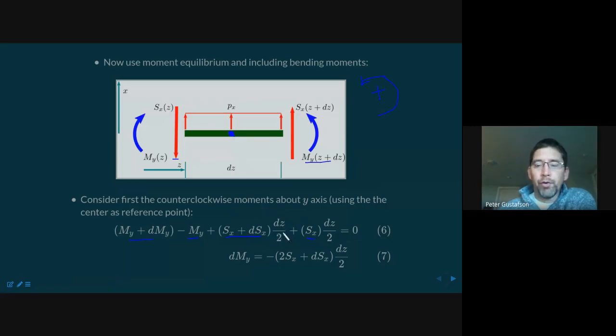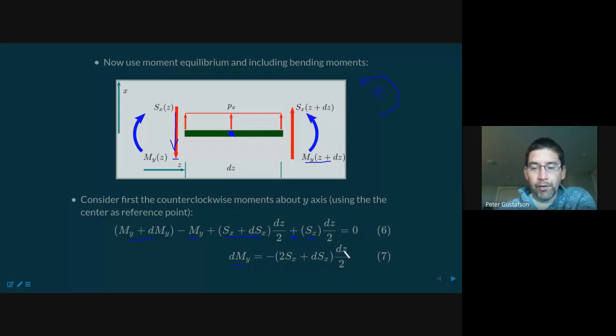To convert those forces into moments, we need to multiply by dz over 2, because this length is 1/2 of dz to get to the center. And it's worth paying attention to the fact that even though this is negative face, negative direction on the left-hand side for Sx, it contributes a positive moment because relative to our reference point, it is generating a counterclockwise moment. So the S's all add together. I can manipulate this equation a little bit. Since I'm subtracting my from my plus dmy, on the left-hand side, we get a dmy. I'm moving everything to do with S over to the right-hand side. So dmy is now equal to minus (2Sx plus dSx) times dz over 2.